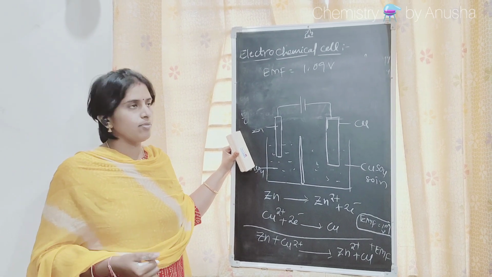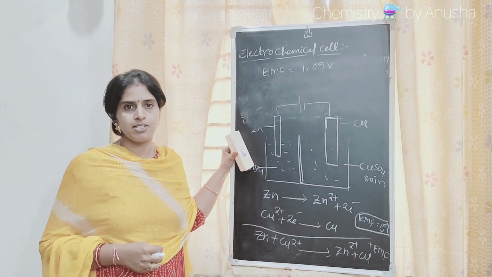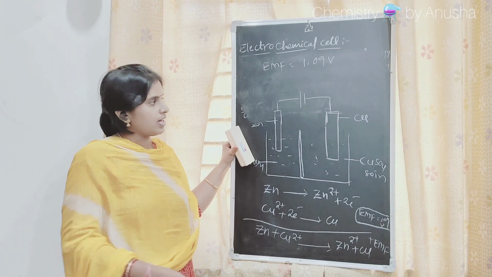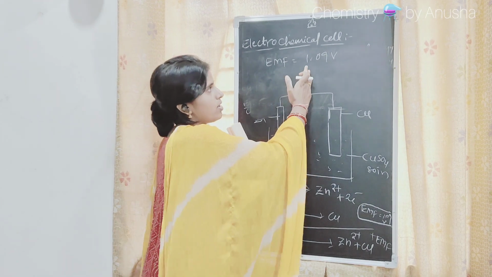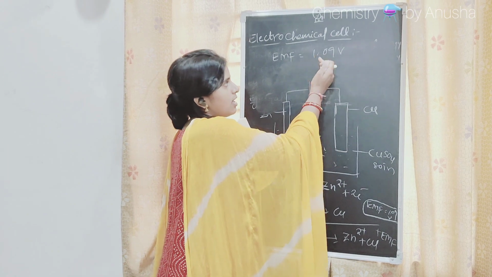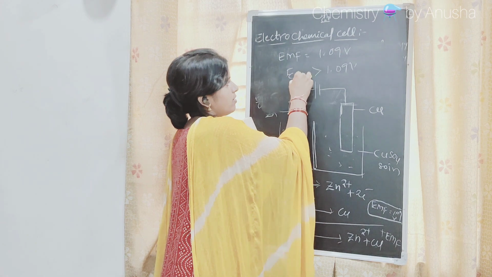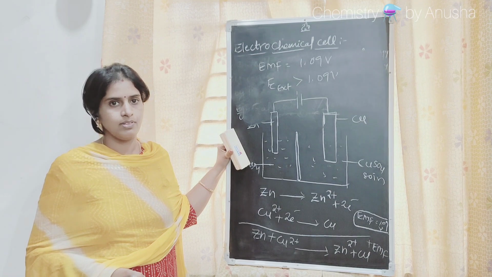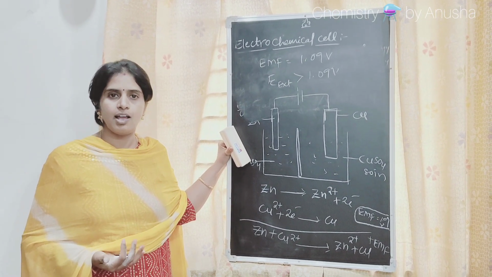If we supply more than the cell EMF, the reversible reactions will take place, which is the origin of secondary batteries. If we supply an external voltage greater than 1.09 volts, which is the cell EMF produced from these two electrodes, then the cell reactions will be reversible. Whether the reactions are spontaneous or not can be understood from the electrochemical series.